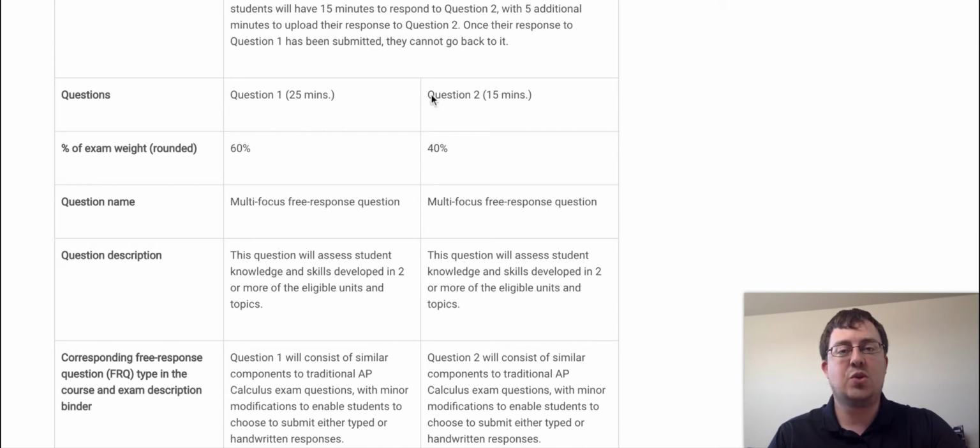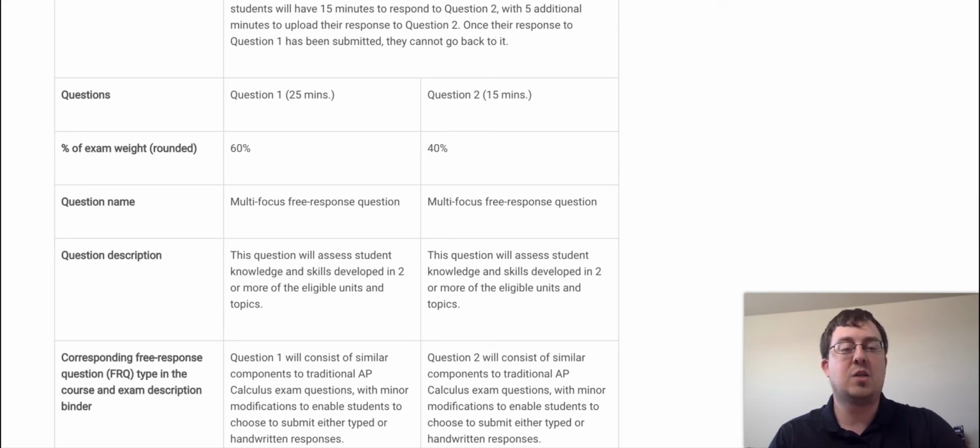For question number 2, you have 15 minutes. Because this first question is longer, it is 60% of your score, and the second shorter question is 40% of your score. Both these questions are multi-focus free response questions. So again, no multiple choice this year, only 2 free response questions. Both of these questions are going to assess multiple units and multiple topics.